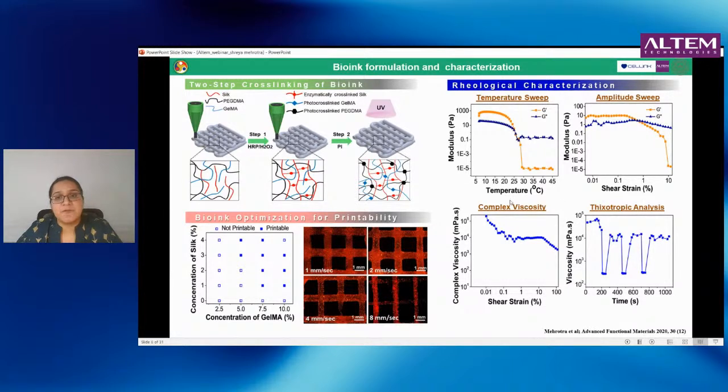So we characterized it to find the optimal printing temperature, which was around 25 degrees Celsius, quite like room temperature. From the amplitude sweep and the viscosity studies, we see that the bioink had a shear thinning nature, as well as thixotropic properties, where we look at how the ink behaves when it is extruded from the needle. As we can see here, before extrusion and after extrusion from the needle under pressure, there is no change in the viscosity as well as in the modulus properties of the bioink.